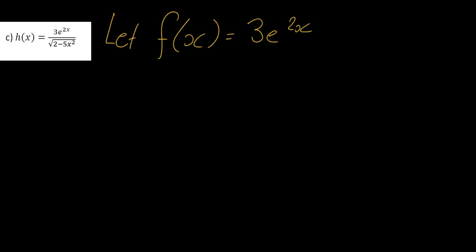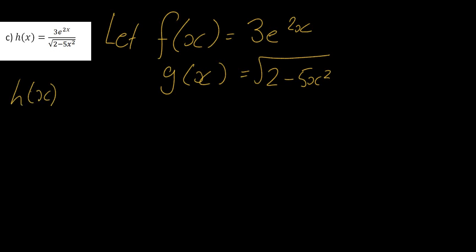Now over here, as usual, we're just going to say that the top is f of x. So we're going to let f of x equal 3e^(2x) and g of x equal the square root of 2 minus 5x squared. Now of course this means that h of x is actually just the quotient of these two. It's f over g.